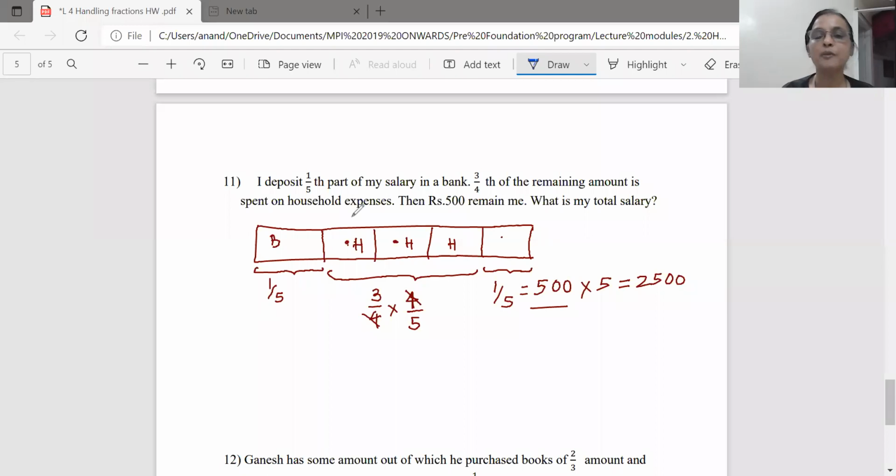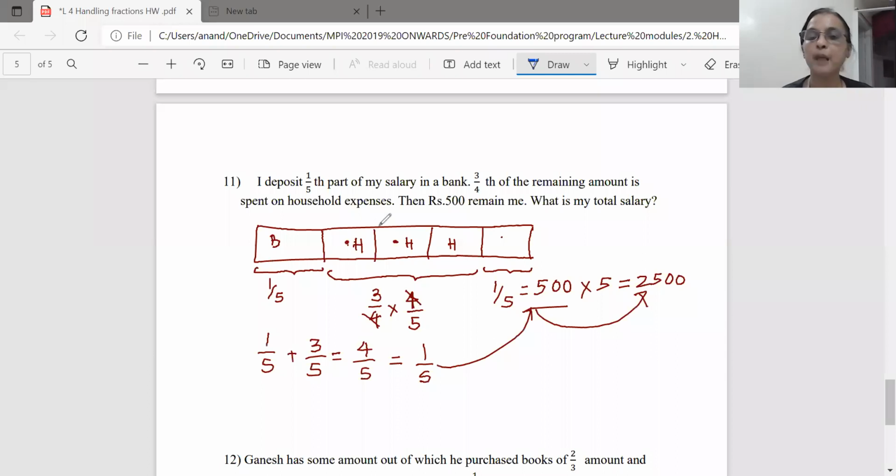1/5 part is gone. So what remains? 4/5. 3/4 of that is gone. 3/4 of 4/5 will become 3/5. So totally how much is gone? 1/5 and 3/5 is gone. So 4/5 is gone. So how much remains now? 1 minus 4/5 is 1/5 remains. 1/5 is 500. Full will be 2,500. So without a figure also you can do it.